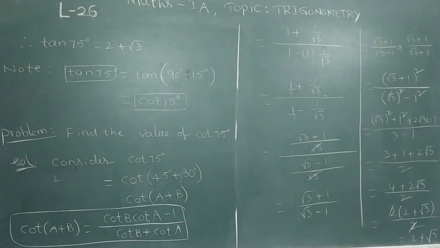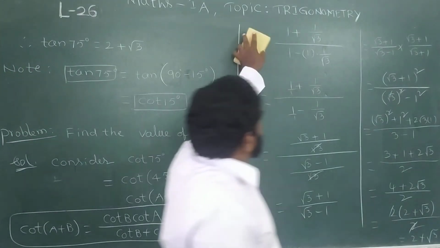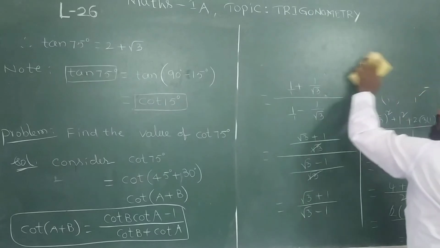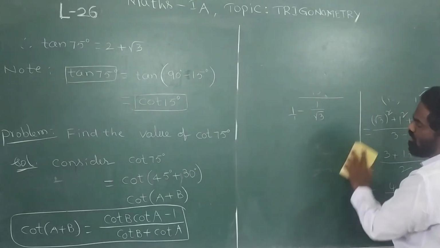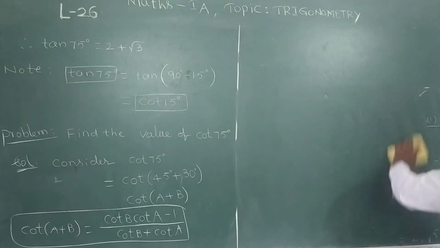Listen, this is the formula of cot of a plus b, which is cot b cot a minus 1 by cot b plus cot a. Understand? Cot of a plus b formula is cot b cot a minus 1 by cot b plus cot a. Let us check how to find the value. What is the value? Angle A is 45 degrees, angle B is 30 degrees.